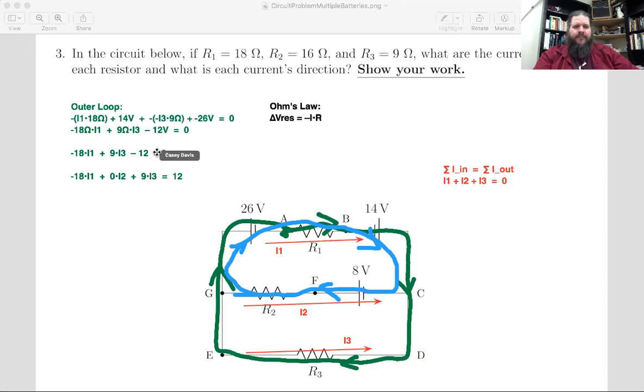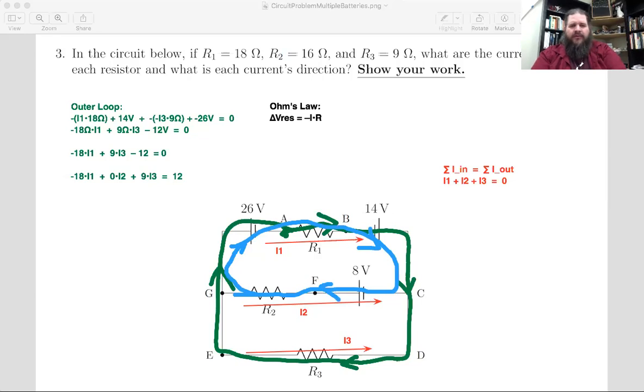You wouldn't have resistor 3. Yeah, we're not going to have resistor 3, and instead, what are we going to have? Resistor 2, and also the battery. Right, the 8 volt battery. So we've still got the same I1 R1, so negative I1 times resistance 1, which is 18 ohms.